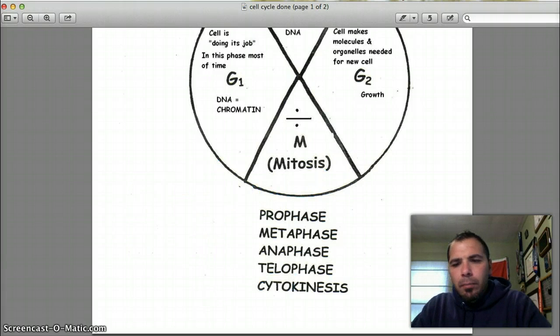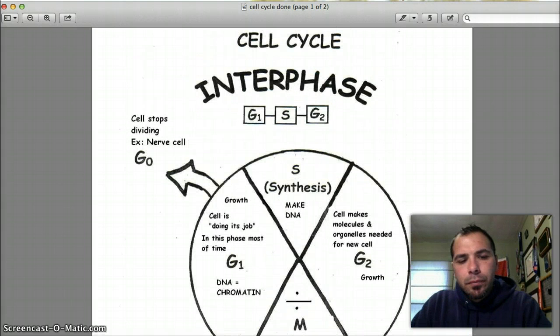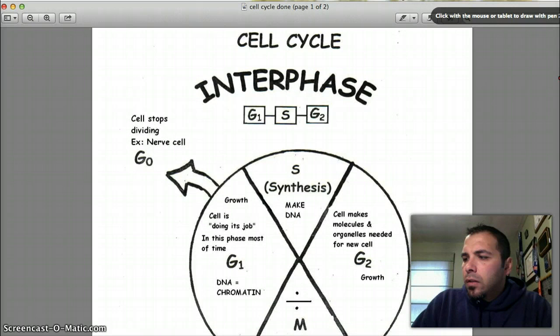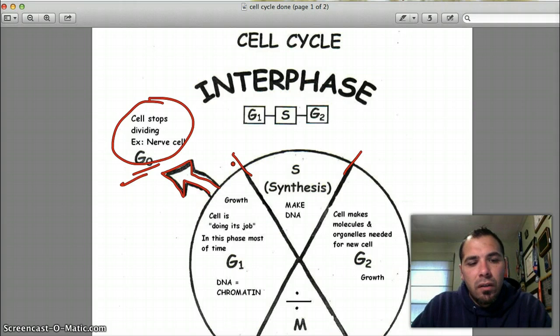Now, I do want to go back up to G0 again. So when we talk about G0 here, again, no growth. Nerve cells. This is why nerve cells can't regenerate. They're stuck in G0. And so when we talk about cancer, we'll talk about G0 also, but this is the phase where the cell stops dividing. And then what we're going to talk about later, in between some of these areas here, are checkpoints that make sure that the cells get to divide.